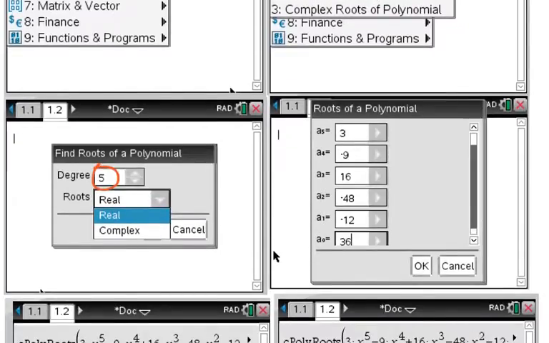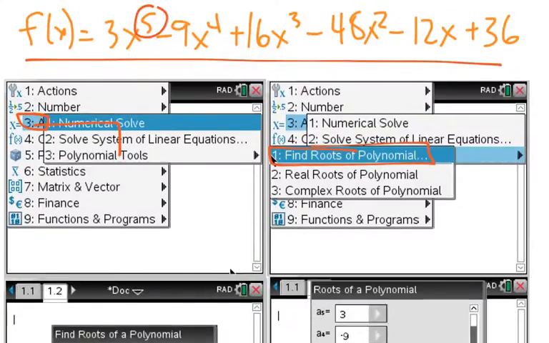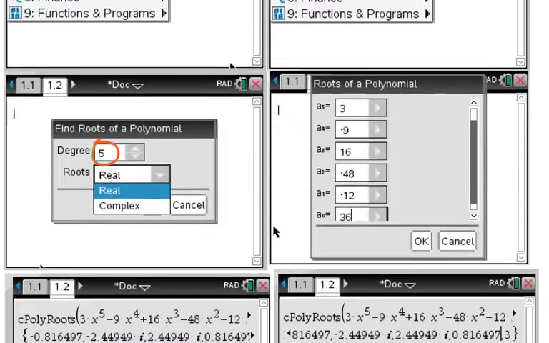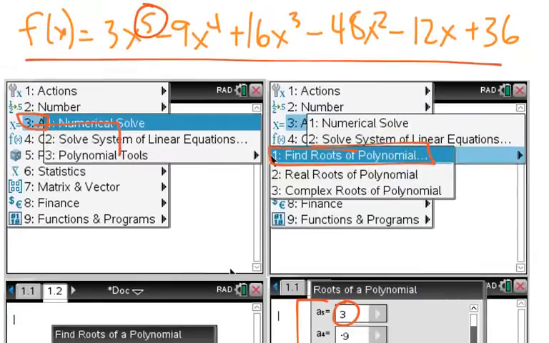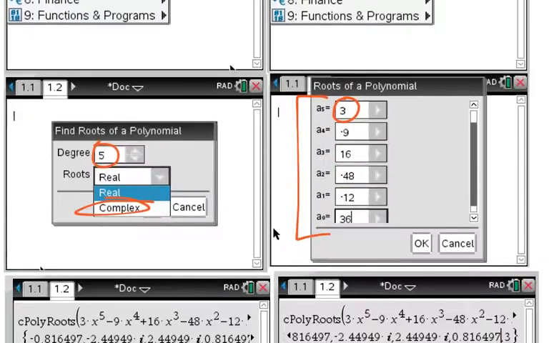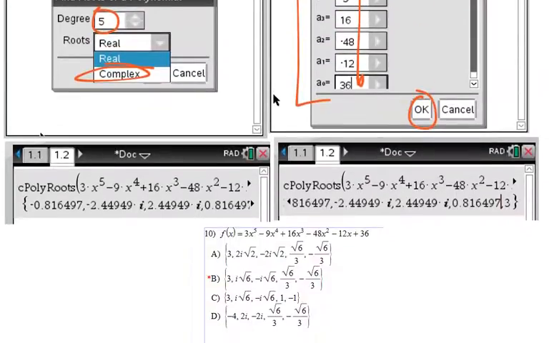So you put your degree in, so I put in our degree of 5. Then we always want to choose complex. If you hit OK, it'll give you this list. So you start with the first coefficient, and you just work your way down to the constant, entering in those coefficients. Hit OK. Then it'll give you this. You hit Enter, and then it'll give you your roots.